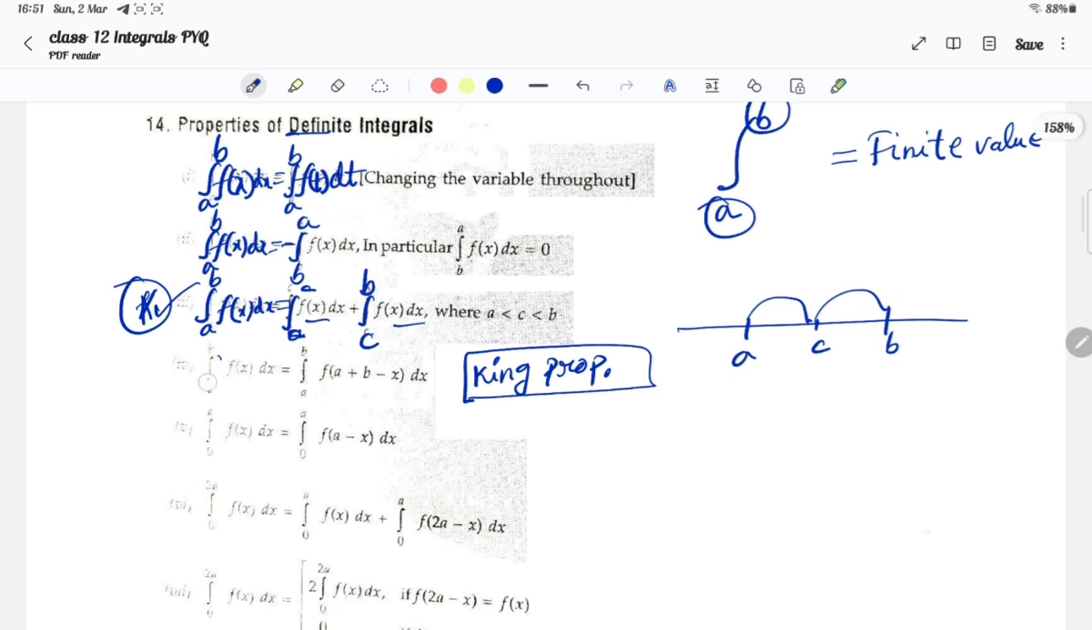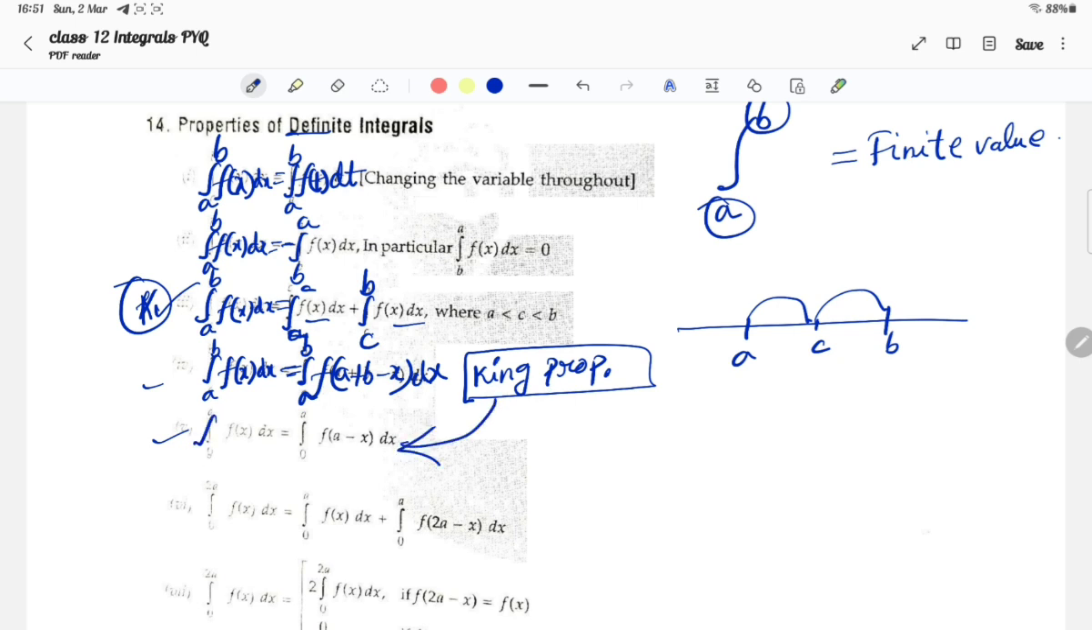Integration a to b of f(x) dx you can write as integration a to b of f(a + b - x) dx. Okay. a + b - x: lower limit plus upper limit minus the variable. Then the fifth one is the Queen property, like a sub-formula of the King property.